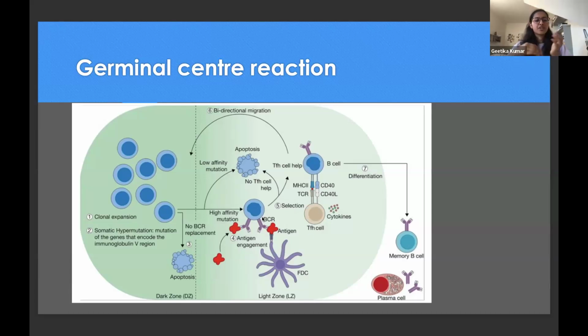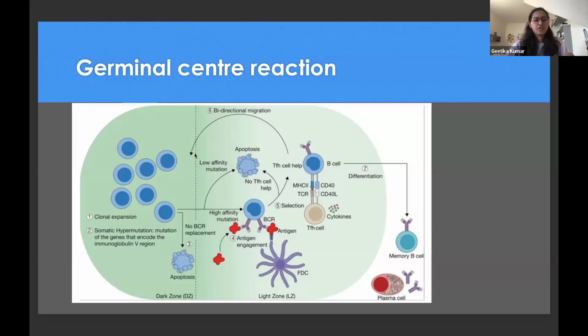Or of course, because the mutations are random again, you could end up with lower affinity mutations, and so these cells will not bind as well to the T follicular helper cells, so they'll die by neglect. Or you might get cells that don't even replace their BCR, or they get mutations in other gene loci, so they're basically unable to survive and they just die within the dark zone itself.